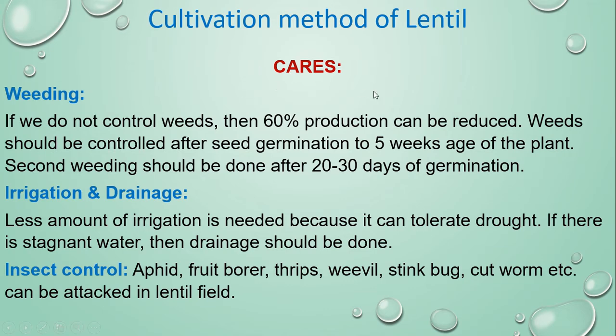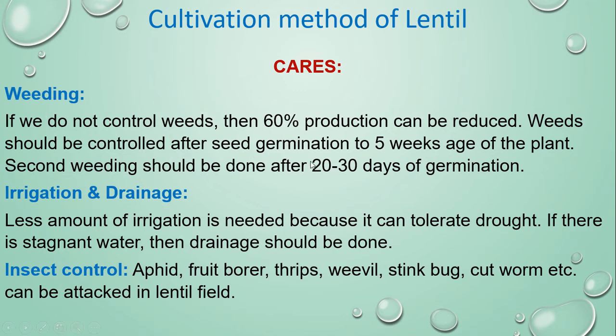This is called interculture operation as well. We have to remove weed from the field or control the weeds from the field. Remember that about 60% production can be reduced with the weed, because I told you before, weed is a plant as well. So this one competes with the lentil plant because this weed uptakes nutrient from the soil in the same condition. That is why we have to remove the weed.